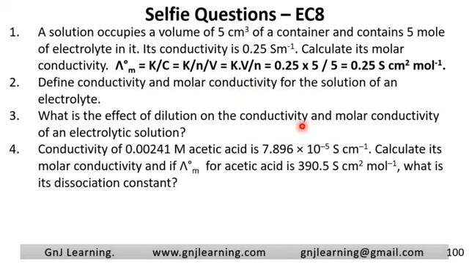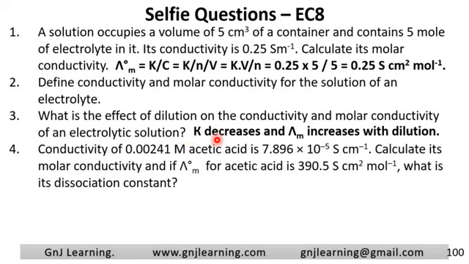What is the effect of dilution on conductivity and molar conductivity of an electrolyte? What is the effect? Conductivity decreases with increase in dilution, because number of ions is decreasing. Molar conductivity increases. Why? They have not asked for the reason, but it's interesting to answer. When you answer something, it's always interesting to find a reason for that. Then it is easy for you to grasp. Molar conductivity increases with dilution. Why? With dilution, molar volume increases. So it depends on molar volume, hence K decreases and lambda m increases with dilution.